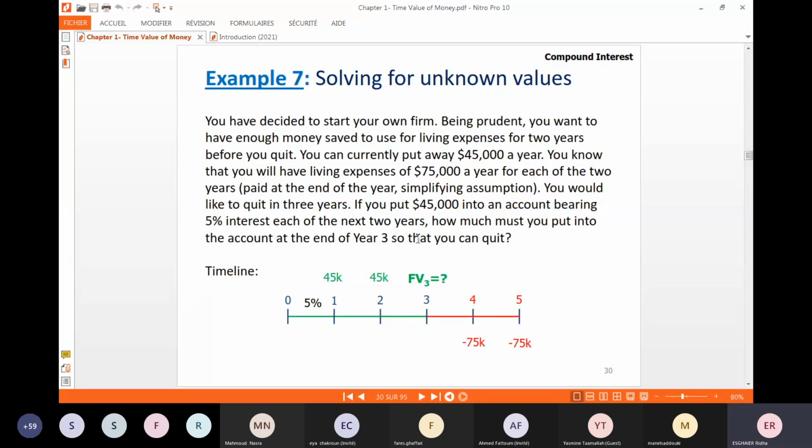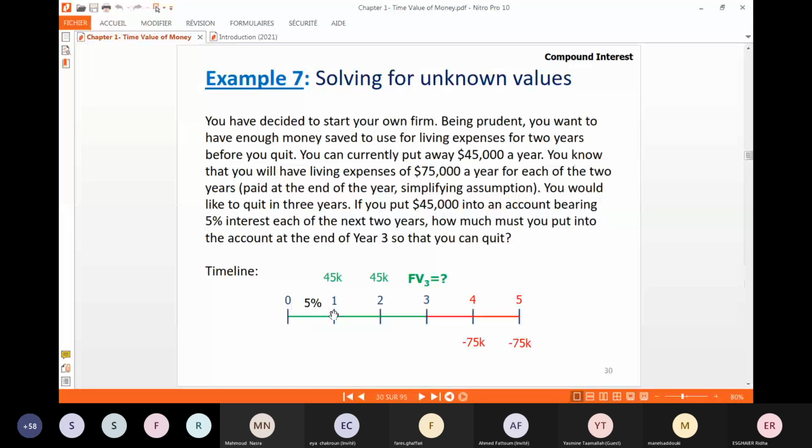You would like to quit in 3 years. So you will make 3 savings. If you put $45,000, the savings of year 1, and the savings of year 2, $45,000.